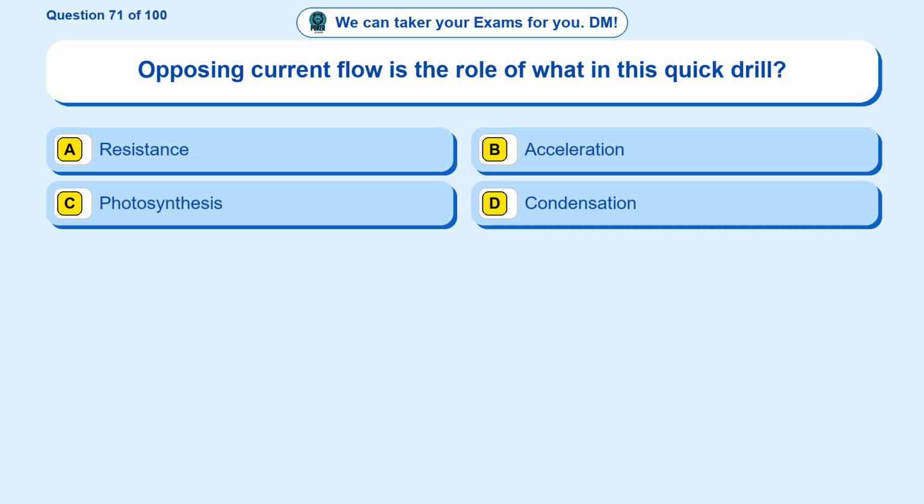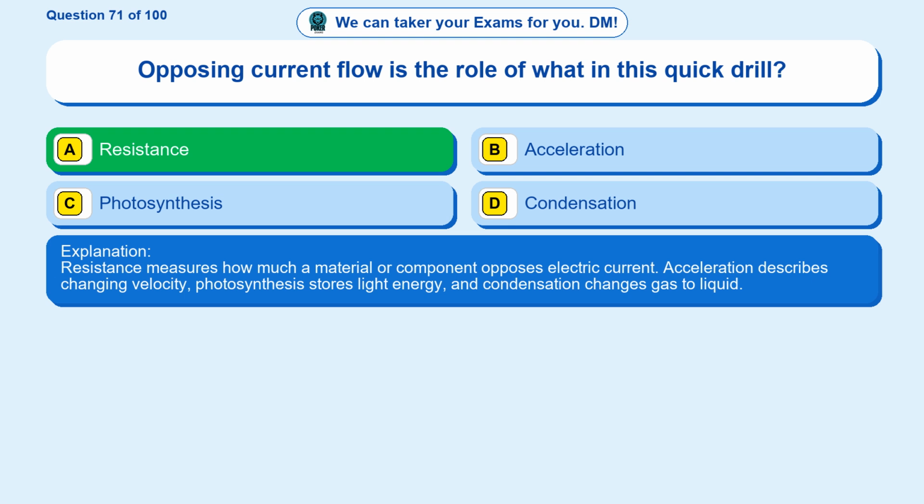Question 71. Opposing current flow is the role of what in this quick drill? Option A, resistance. Option B, acceleration. Option C, photosynthesis. Option D, condensation. The correct answer is option A, resistance. Resistance measures how much a material or component opposes electric current. Acceleration describes changing velocity, photosynthesis stores light energy, and condensation changes gas to liquid.